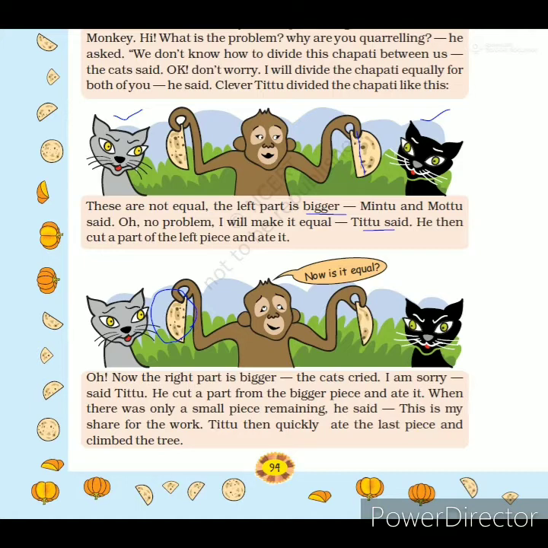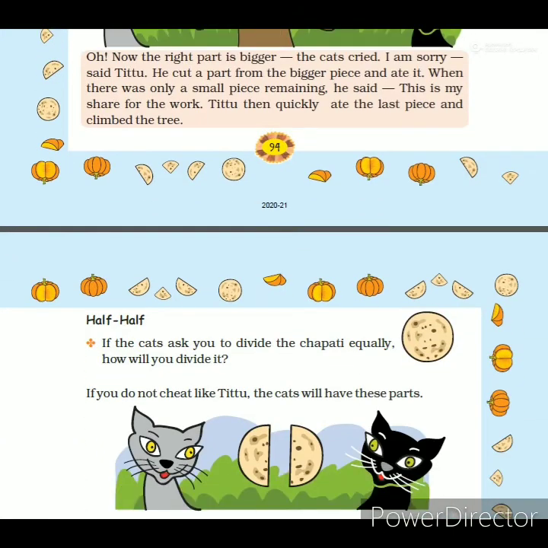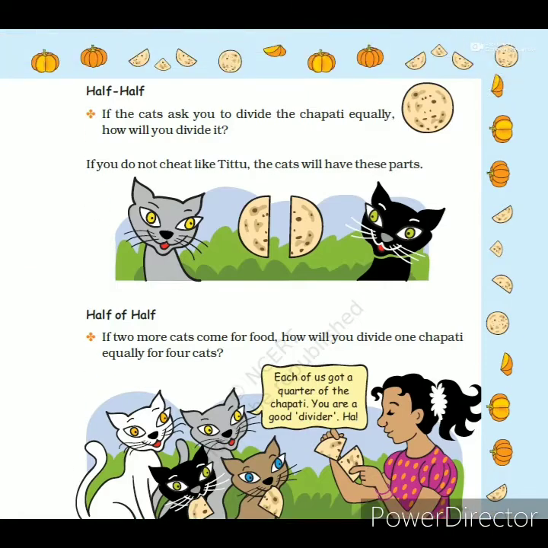Now move to page number 95, half and half. Here the question is, if the cats ask you to divide the chapati equally, how will you divide it? Students, suppose the cats ask us to divide this chapati into two parts, not like the monkey. The monkey was so clever and cunning. He divided the chapati into different shapes or different unequal parts and he ate the whole chapati.